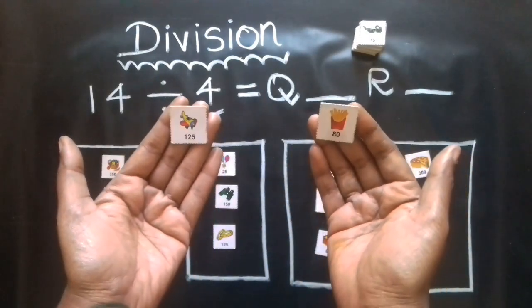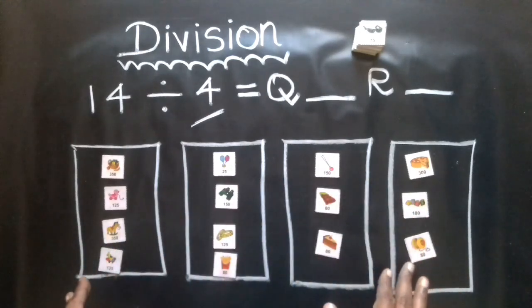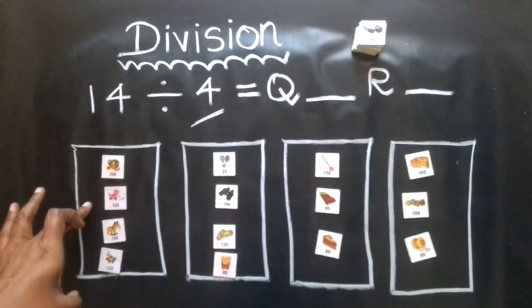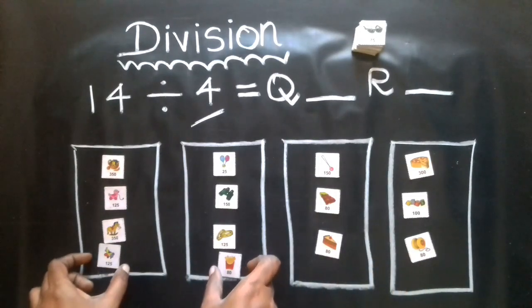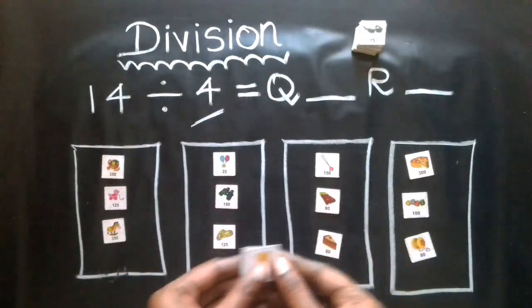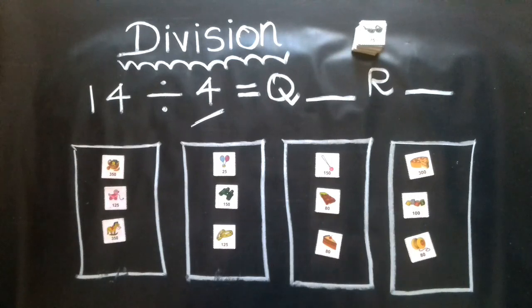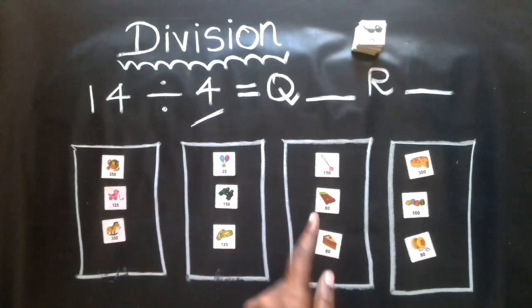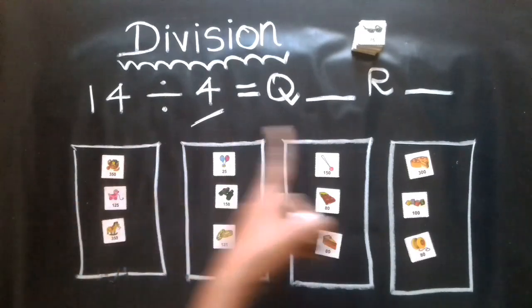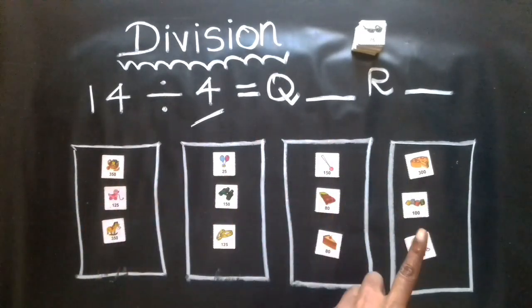If I keep these 2 cards in these 2 groups, it will not be equally distributed because in this group we have 4 cards, here we have 4 cards, but here we have 3 cards only. So I am removing these 2 cards to make it equally distributed among these 4 groups. So coming to the question, if we equally distribute 14 cards among these 4 groups, how many cards will each one get?